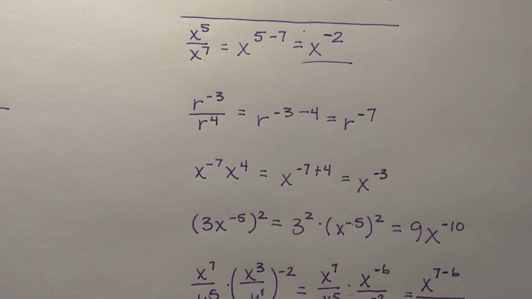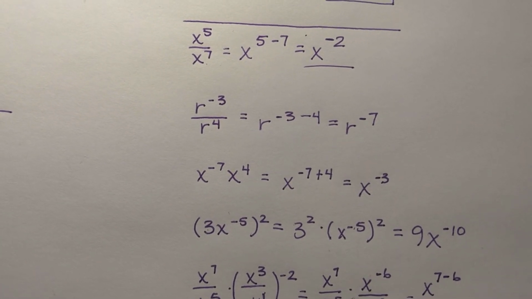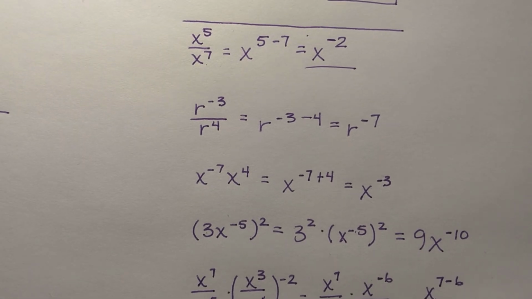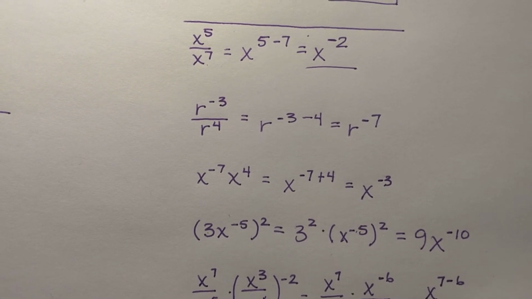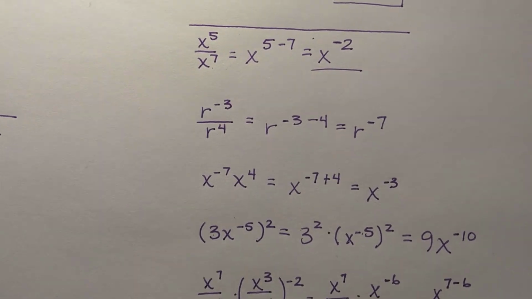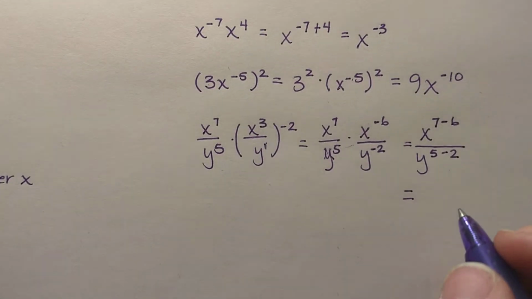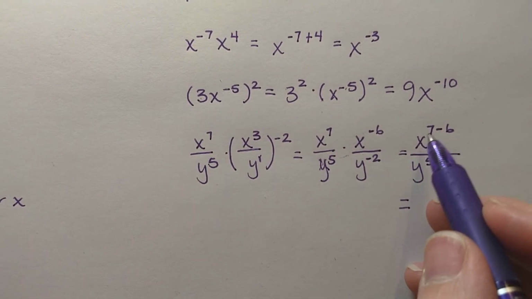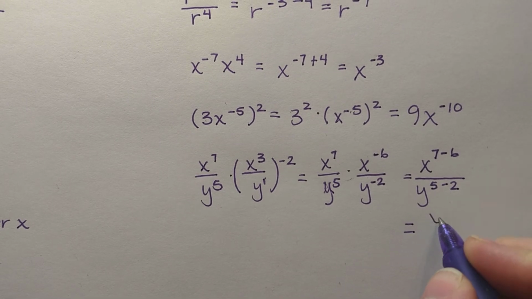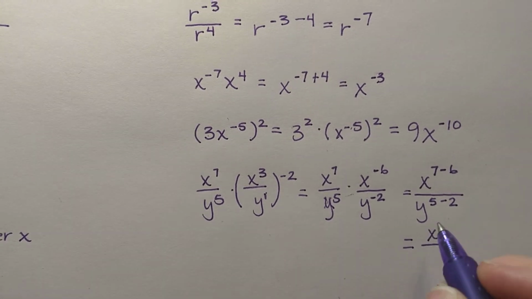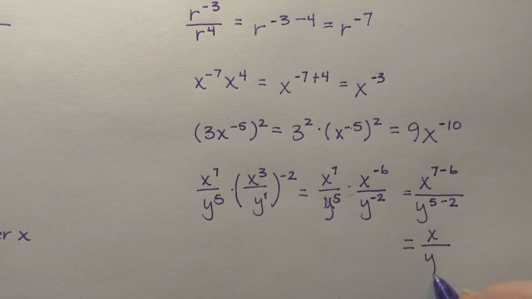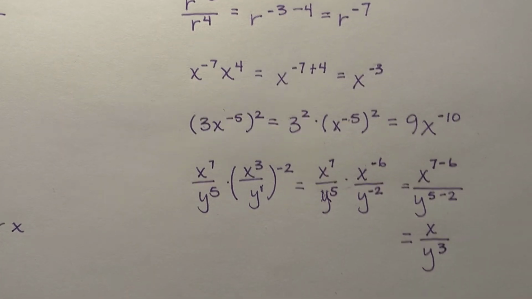And here I have y to the 5th times y to the negative 2, so that's y to the 5 minus 2. I'm going to bring this down. Oh, sorry. I keep moving the camera. Okay. 7 minus 6 is 1, so that's going to be x, divided by y to the 5 minus 2, which is y to the 3rd.